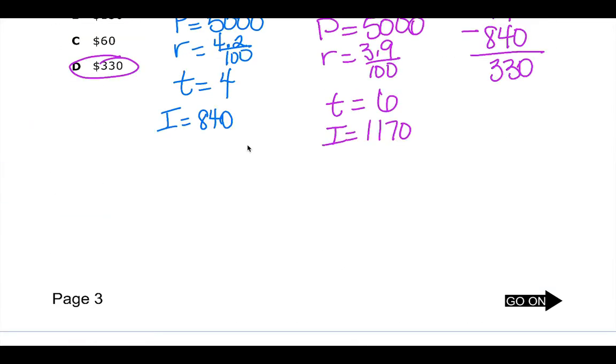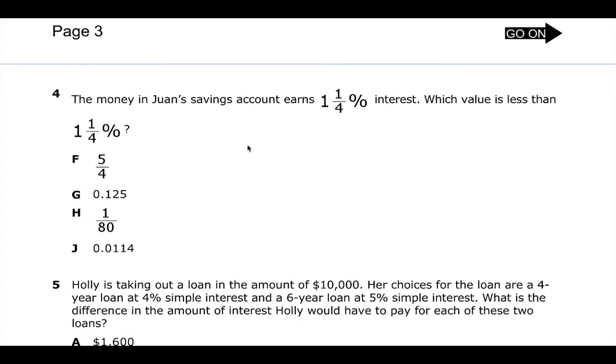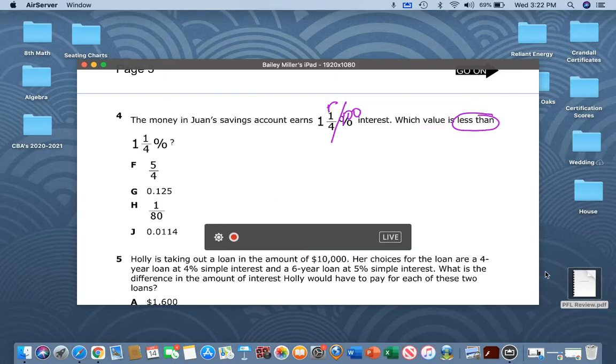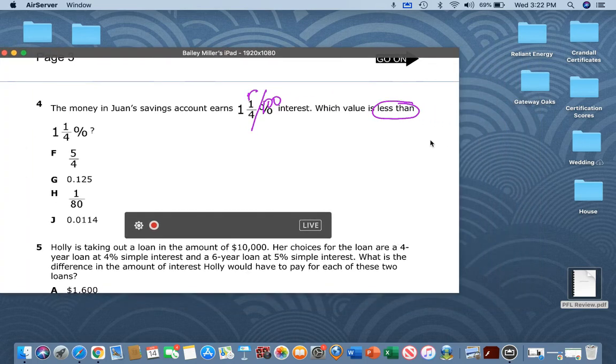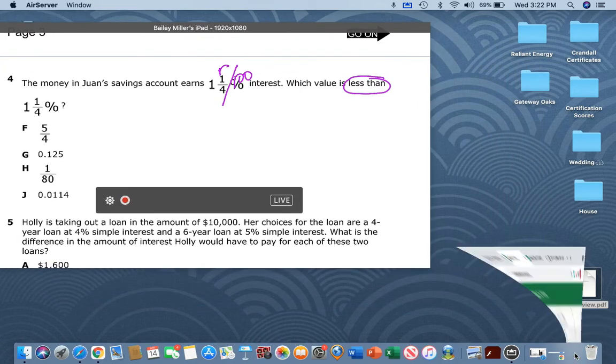Okay. Number 4. The money in Juan's savings account earns 1 1/4% interest. Right. Over 100. Which value is less than 1 1/4%? So we just gotta plug all this into Desmos. This is comparing. Yeah, we're just comparing. This really isn't even simple interest or anything. But because it's talking about interest rate, they call it personal financial literacy.